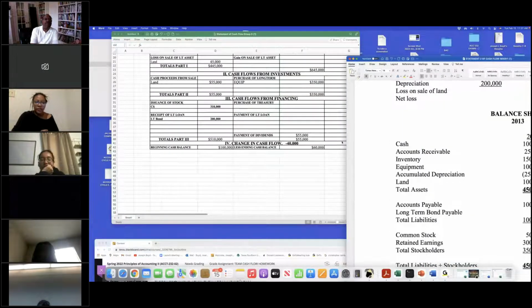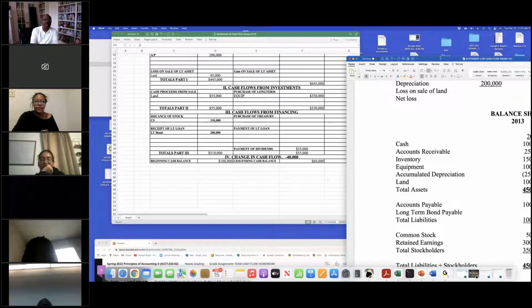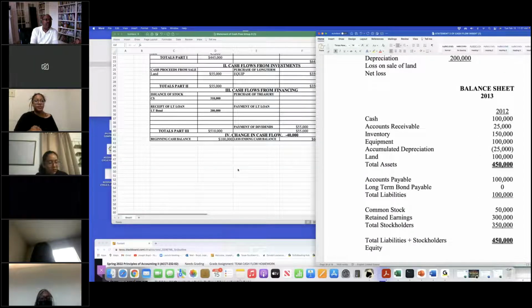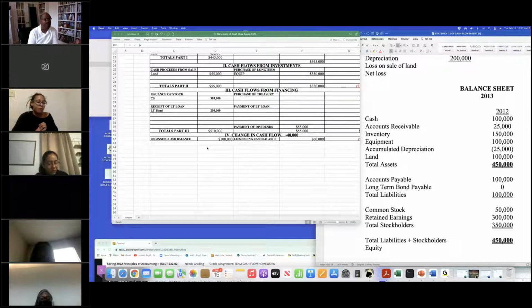Okay, so what she said she did was a statement of retained earnings. The beginning retained earnings was what? It was 300,000. So she had beginning retained earnings of 300,000. So this is the beginning retained earnings.